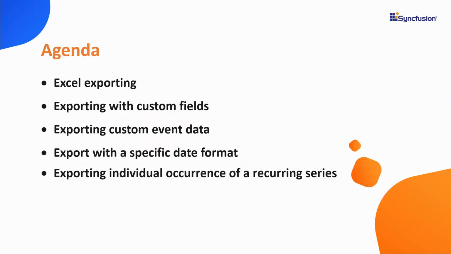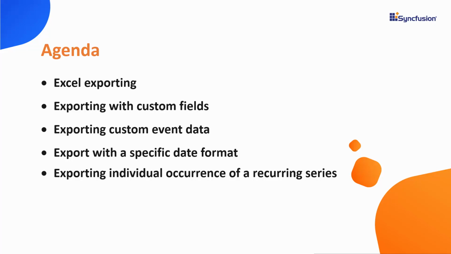In this video, I'll demonstrate exporting appointments with customized fields, specific events, and recurring appointments. I'll also cover how to customize column header texts with custom fields and date formats in the Blazor Scheduler during the export, as well as how to export with a custom file name and various file formats.